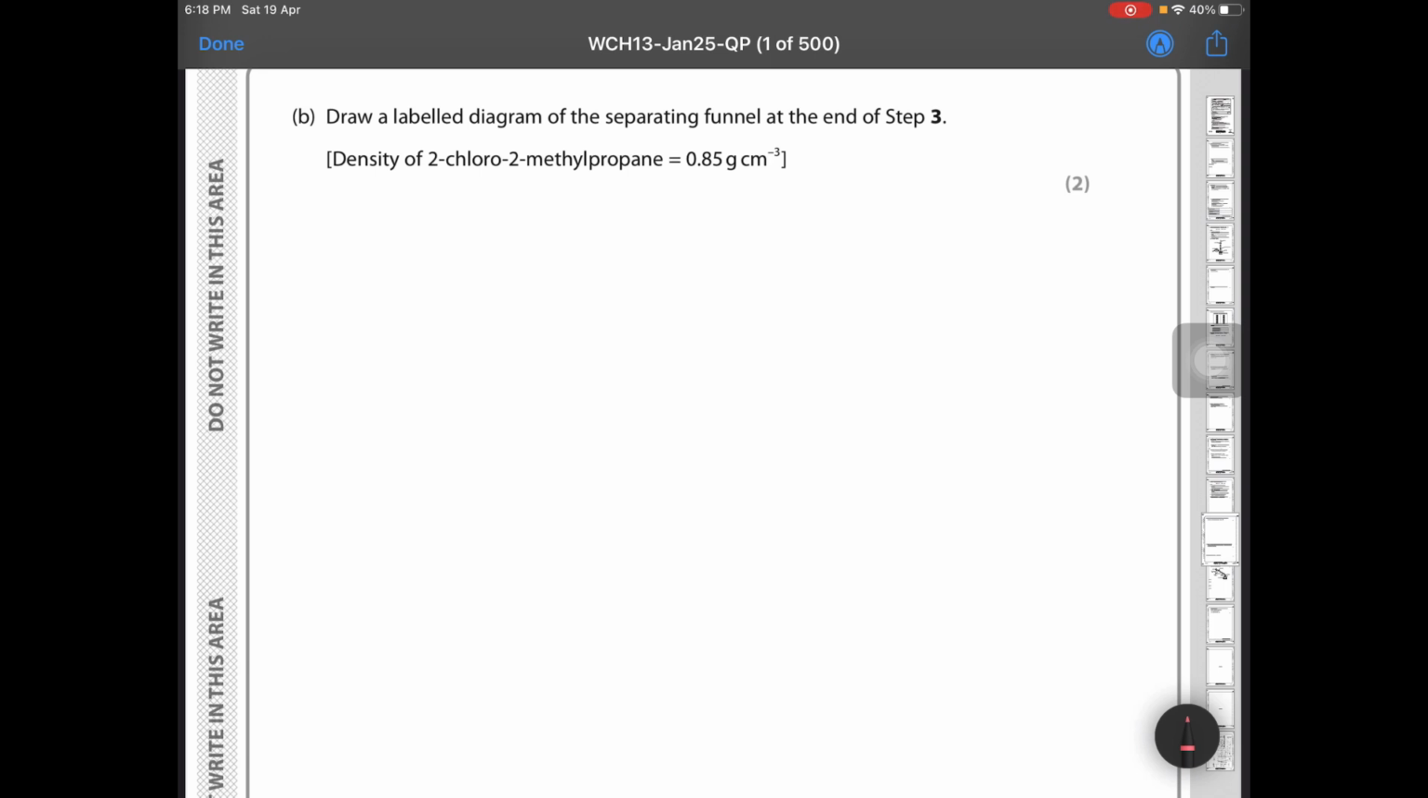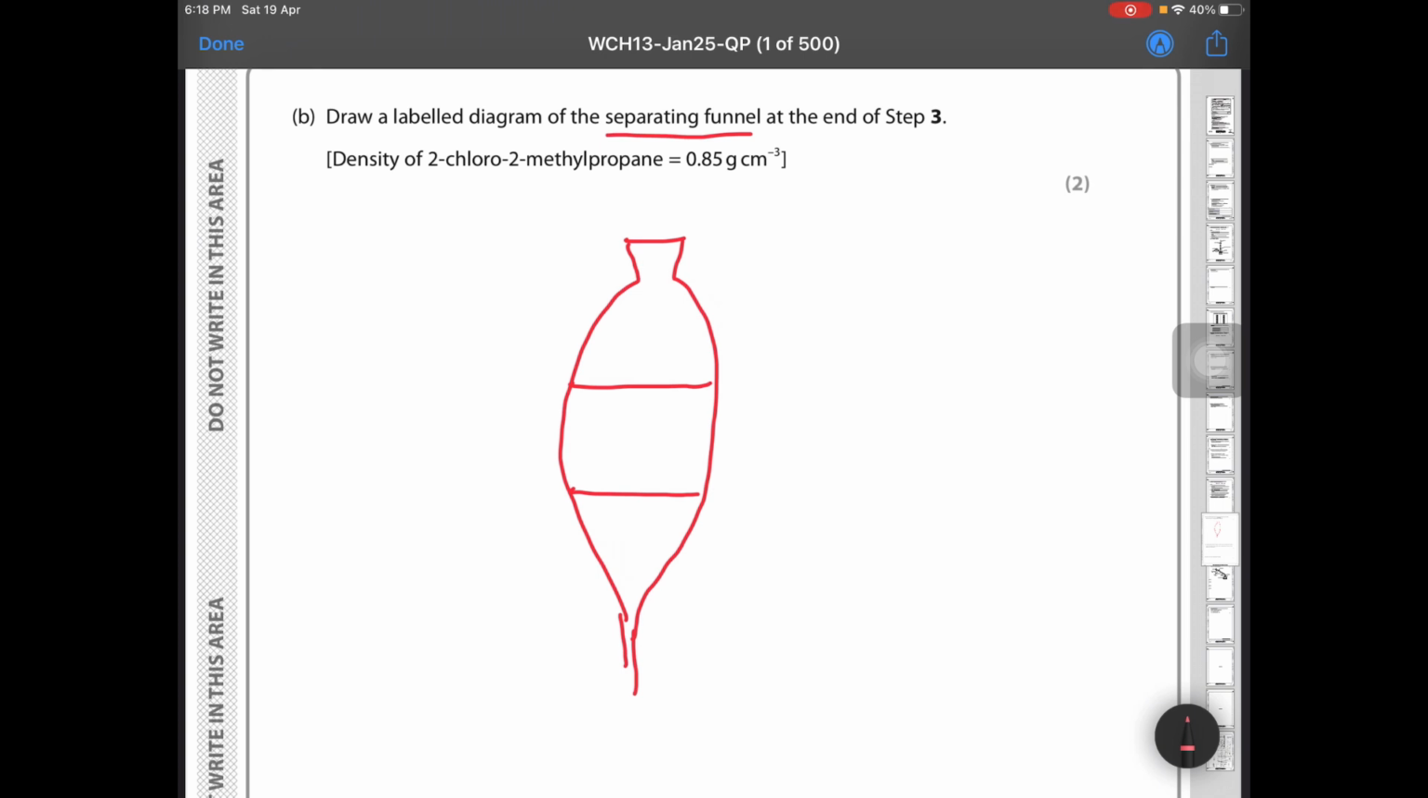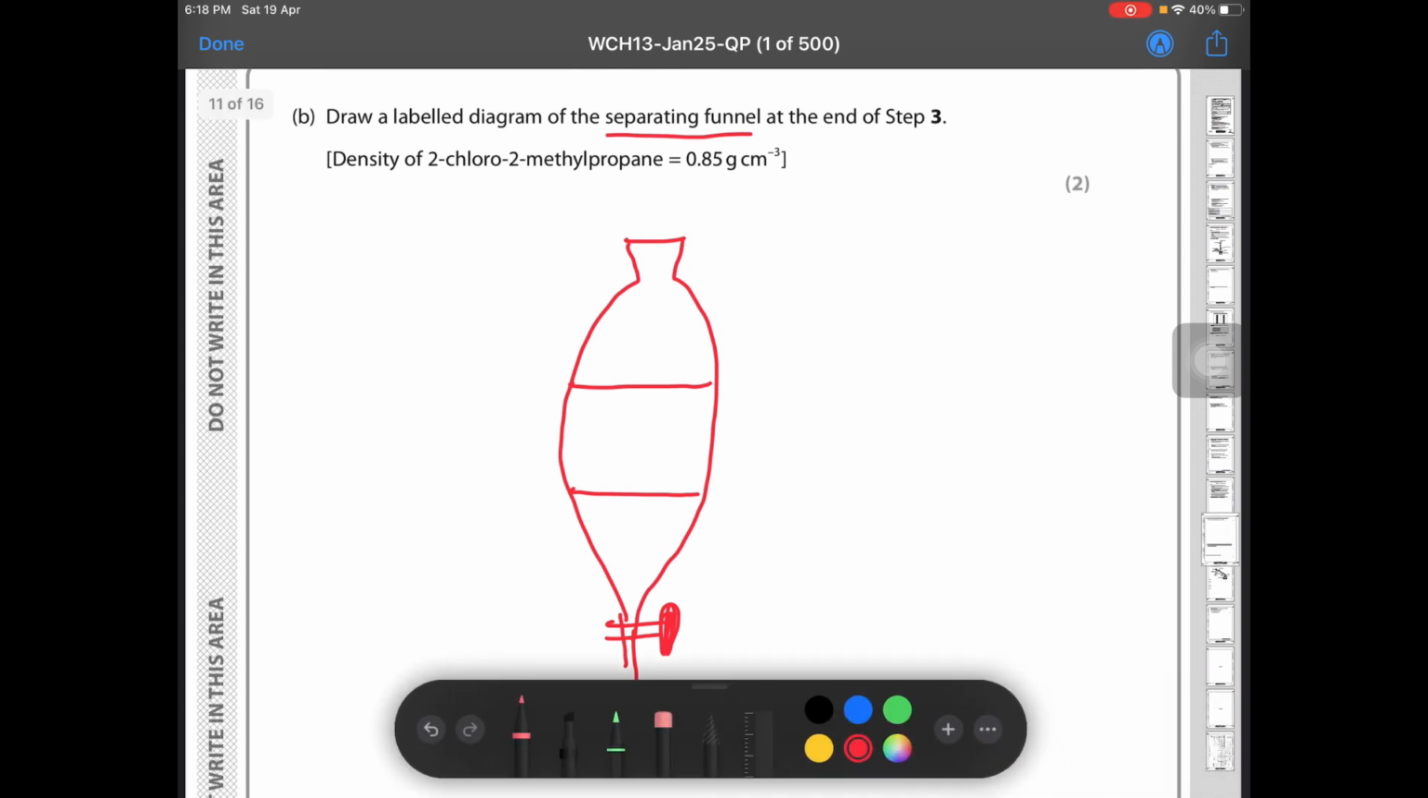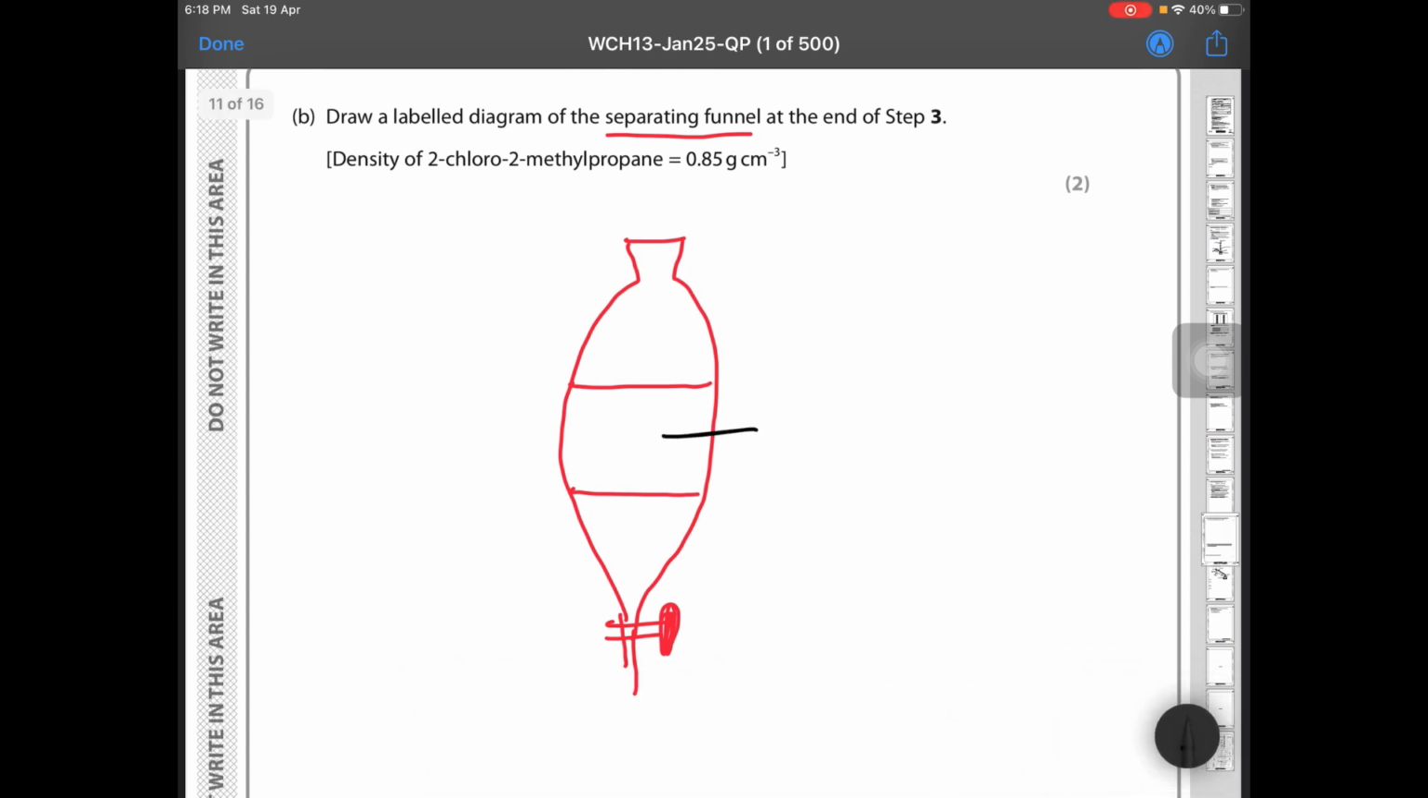Draw a labelled diagram of a separating funnel. I am also not good in drawing, but the examiners are not looking for the exact way you draw. You just need to be very clear about the labeling part. This is your organic layer, and this will be your aqueous layer.